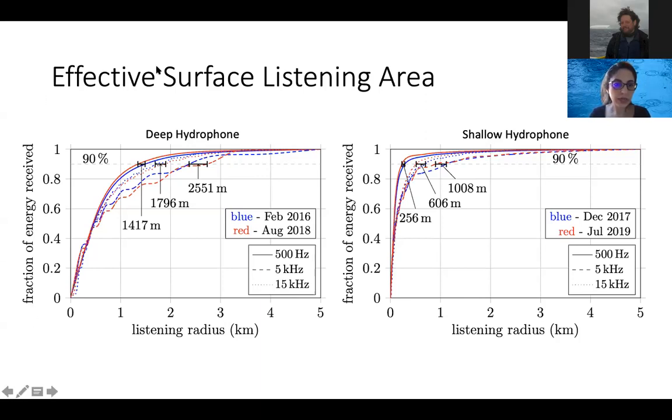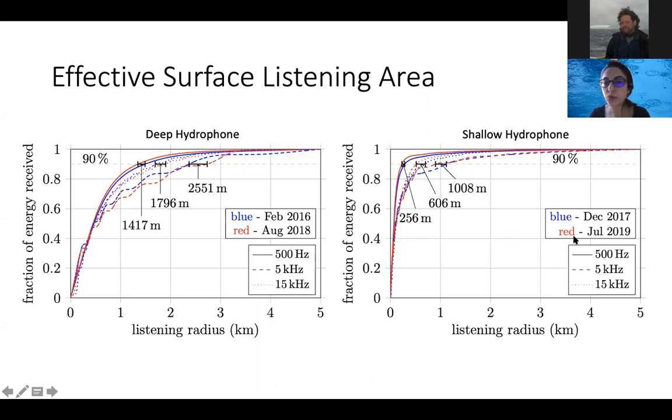What I show here is the effective listening area for the deep hydrophone on the left-hand side and for the shallow hydrophone on the right-hand side. You see the listening radius on the x-axis and the fraction of energy received on the y-axis. It has been normalized. What we want to know, let's set a threshold for the fraction of energy, and let's say 90% is enough for now. Okay, at what radius do we get to 90% of the energy?